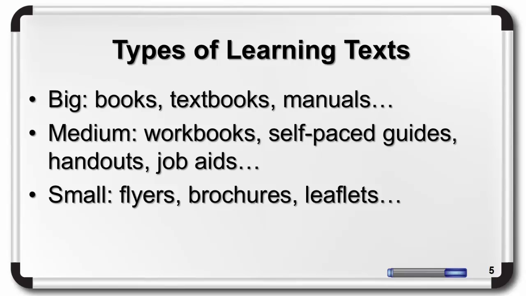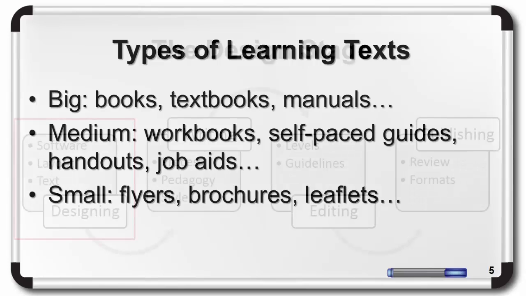For example, you might have bigger texts like books, textbooks, and manuals, and these might require extra features like tables of contents, indexes, and glossaries. You may also have other types of text which aren't as big depending on your training needs, including workbooks for workshops, examples and exercises for training sessions, self-paced guides for learners to work through on their own, reference manuals, handouts, job aids, and so on. Lastly, you may be required to design short texts like newsletters, flyers, brochures, and leaflets for communication and advertising purposes.